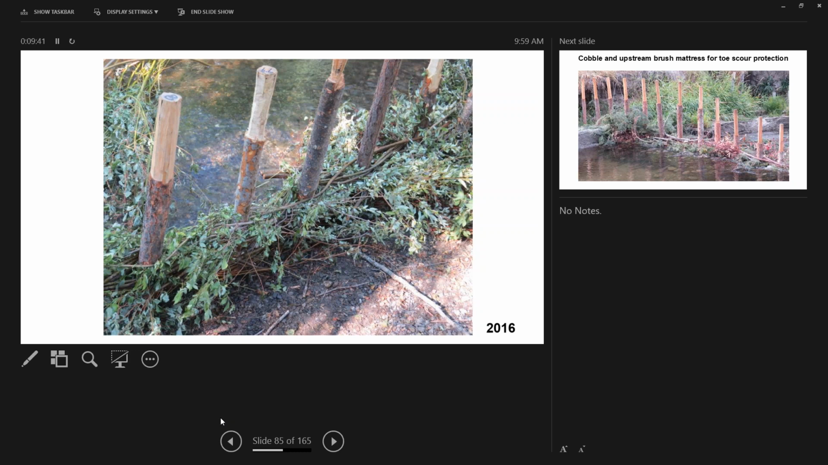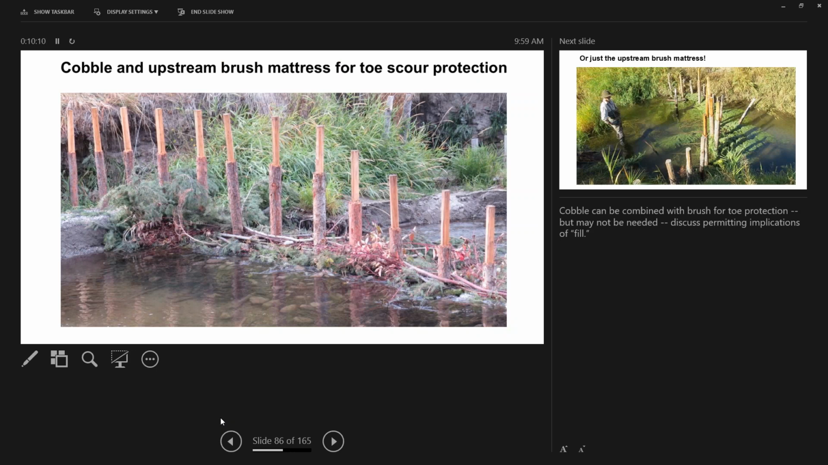And now that we're making this broad base of conifer boughs, we have very little toe scour because the brush mattress is functioning as toe protection. And guess what? With brush mattress instead of cobble, it's not considered fill. That changes your permitting situation completely. Because now you don't even need a nationwide permit from the Army Corps at all. That's the only reason we had one, so we could use cobble to fix and bolster up the toe. So the design really has implications for a lot of other parts of the project.